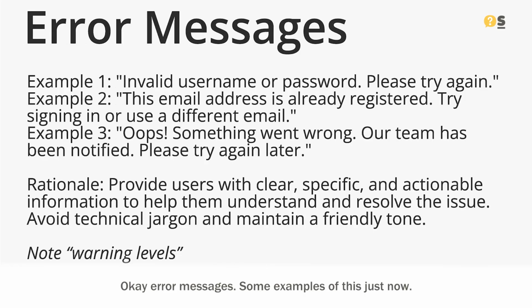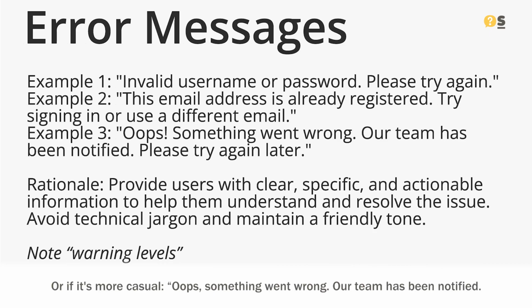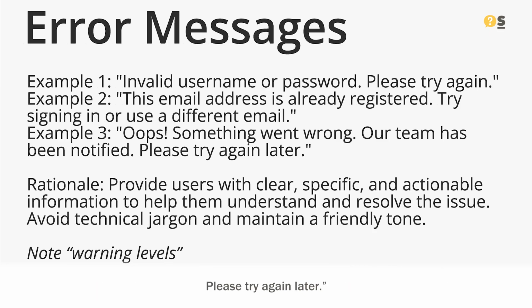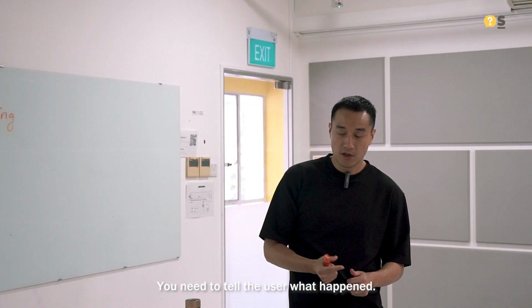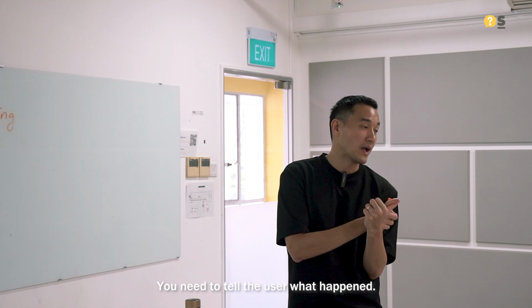Okay, error messages. Some examples: "Invalid username or password. Please try again." "This email address is already registered. Try signing in or using a different email." Or if it's more casual: "Oops, something went wrong. Our team has been notified. Please try again later." These are all examples of error messages. Provide users with clear, specific, and actionable information to help them understand and resolve the issue. You need to tell the user what happened.